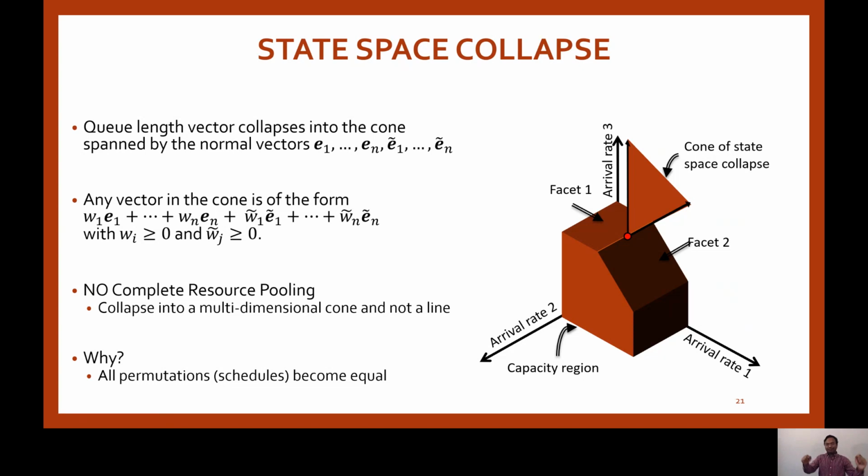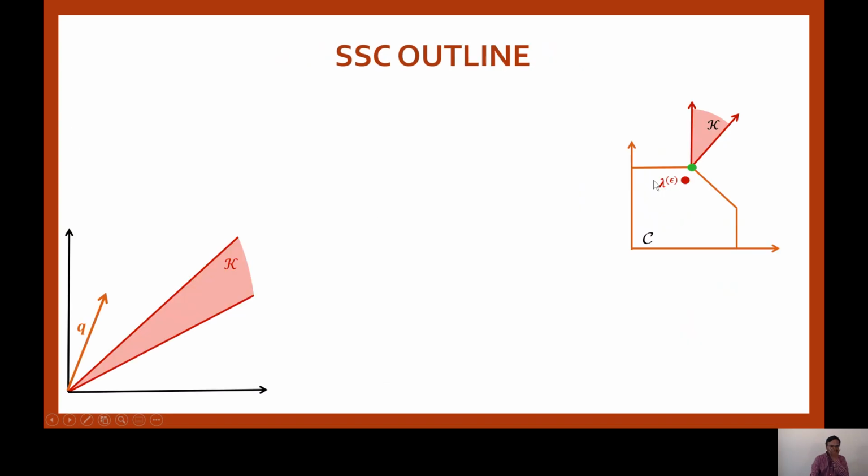In heavy traffic, if I were to ask, what is the set of n square dimensional weight vectors which have the property that all n factorial matchings have the same weight, it's exactly this cone. So that's the reason. MaxWeight is trying to equalize all matchings, and that's why it collapses to the region where all matchings have the same weight, and that's exactly the cone.